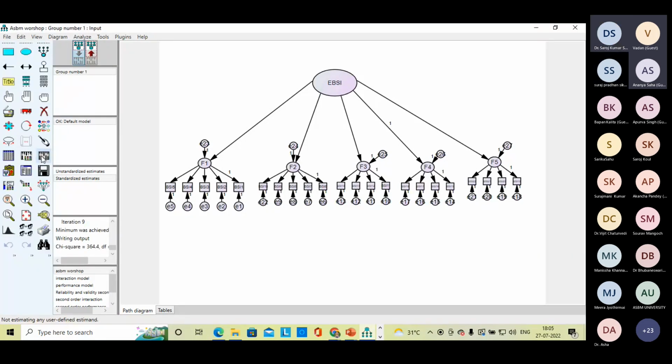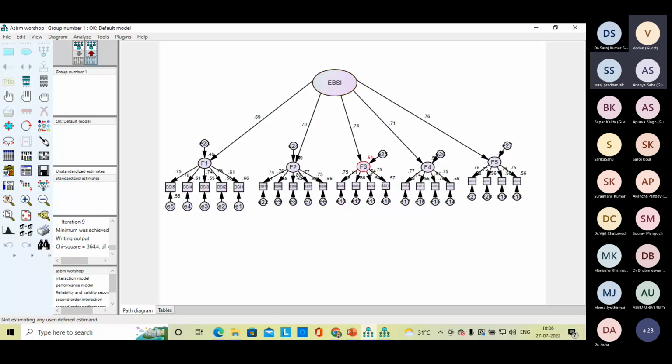Now see, it has successfully run, so the upward arrow mark is red highlighted. All of you have seen? Please answer. Yes, sir. Now click there. Look at here. The F1 is near about 70% important for EBSI. Same is the case for F2.